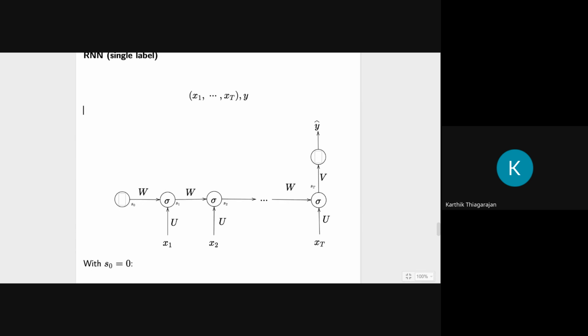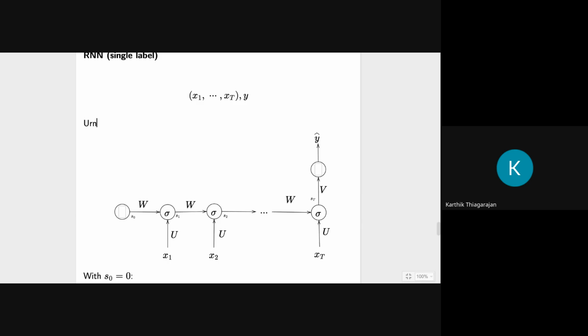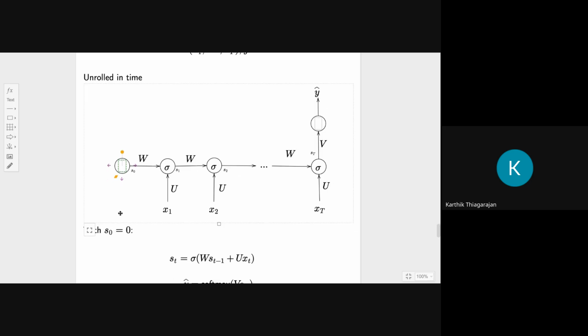Now I have an RNN unrolled in time. You can also present this using the recurrent connections, but it's easier to look at it when you unroll an RNN in time. So you start with typically a vector of zeros, which is the state vector at time step 0, and then you pass it on.